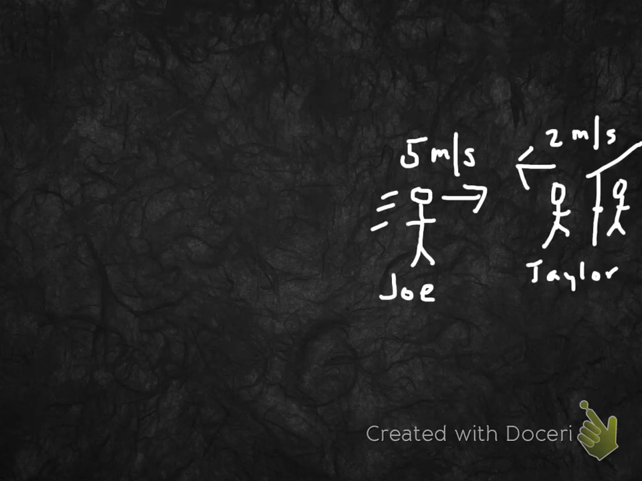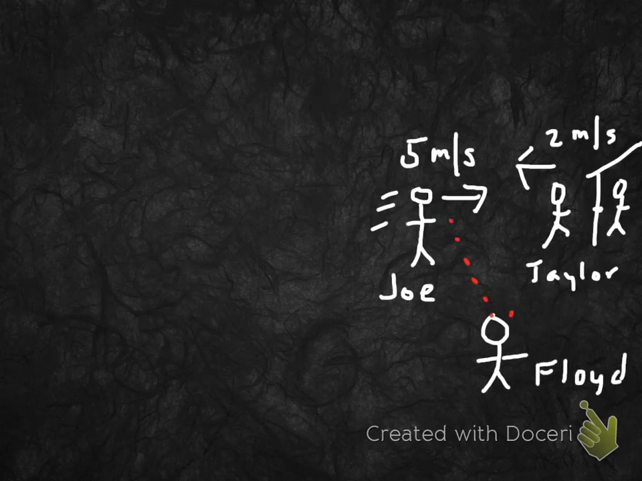So as they approach each other, to Joe and Taylor, it looks like they're moving towards each other at 7 meters per second. From their frame of reference, as Joe's moving towards Taylor and Taylor's moving towards Joe, we would add their speeds up. Joe's going 5, Taylor's going 2, and they're approaching each other at 7 meters per second. So from their frame of reference, they're moving towards each other at 7 meters per second.